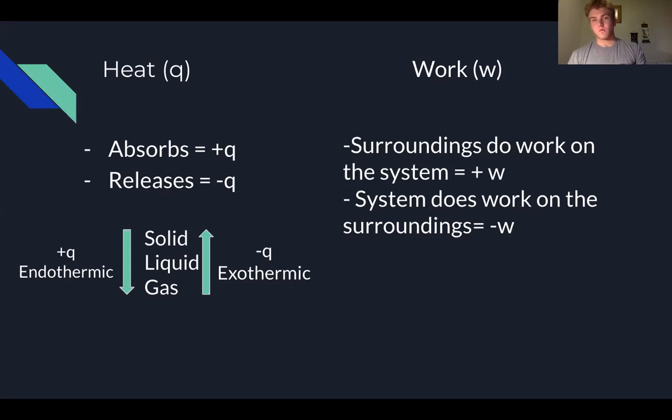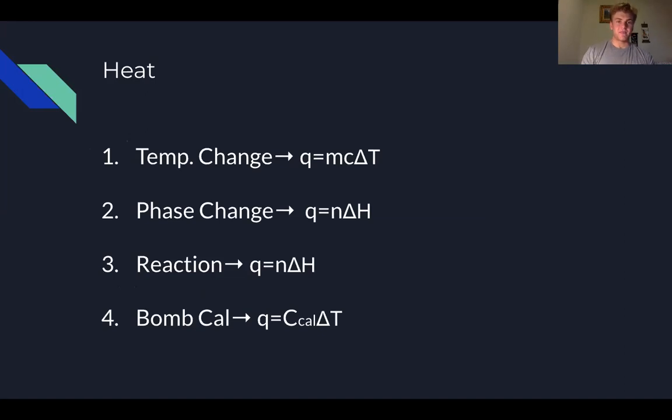Okay, back with work. Work is the surroundings doing work on the system. So that's our positive W. So work is being done on the system. And then our negative W is the system does work on the surroundings. So work is being exerted, losing energy. Okay, then the 4 equations. We did a couple practice ones of these.